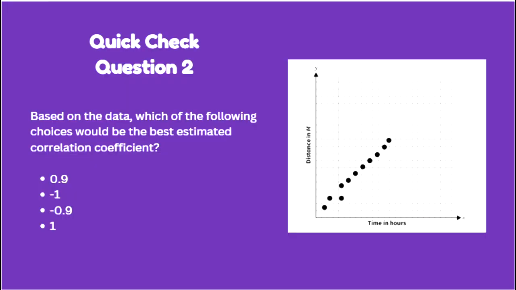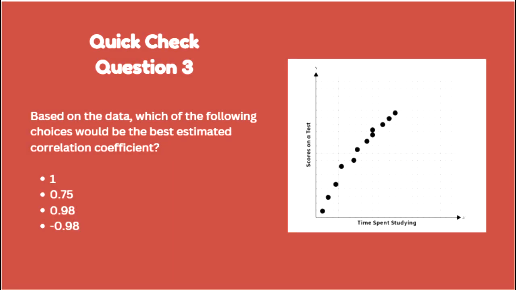Here's quick check question number 2. Based on the data, which of the following choices would be the best estimated correlation coefficient? So again, look at your points, decide if it's a positive or negative, and then decide how close they are to sitting right on the line.